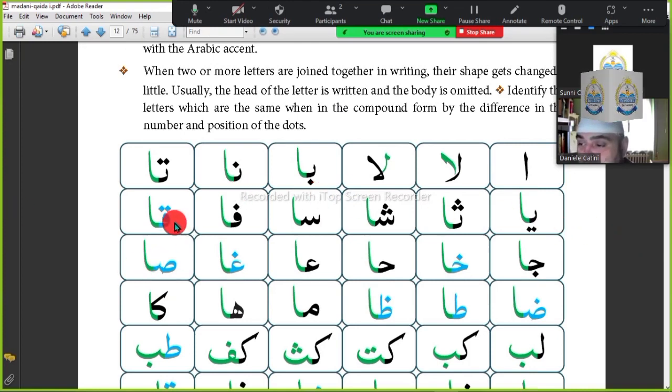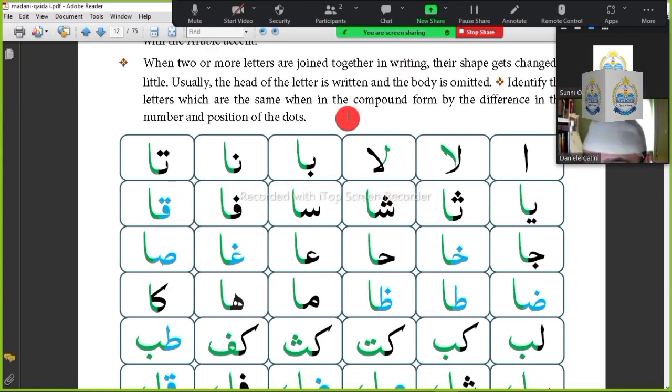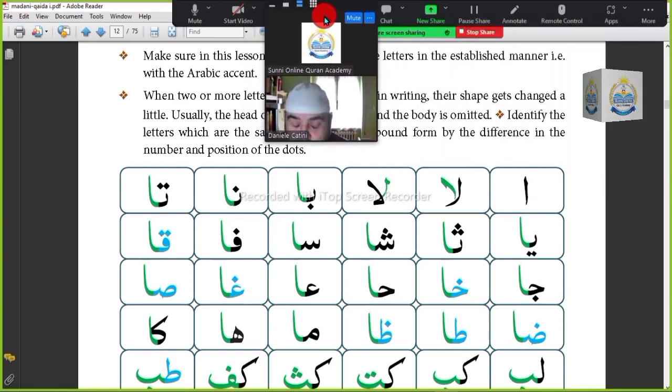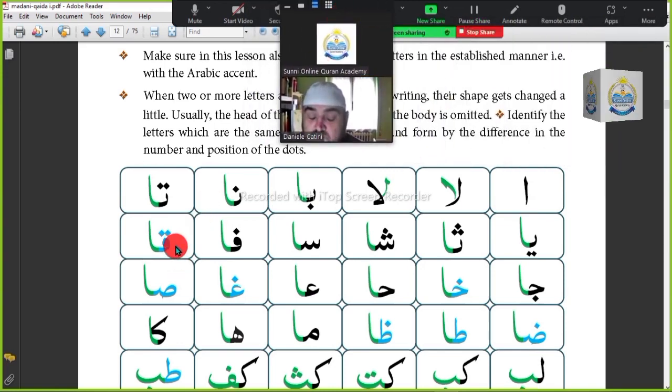Line number 2, read from left to right. Okay. Kaf, Kaf. Yeah, and Alif. Fa, Alif. Yeah. Sin, Alif. Yes. Shin, Alif. Fa, Alif. Ya, Alif.